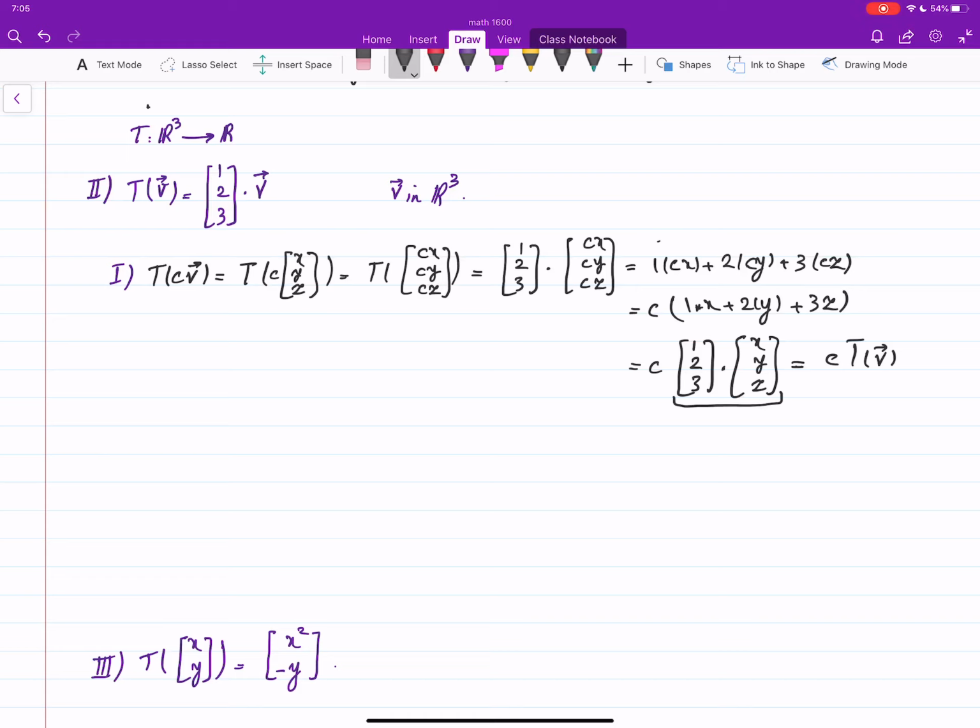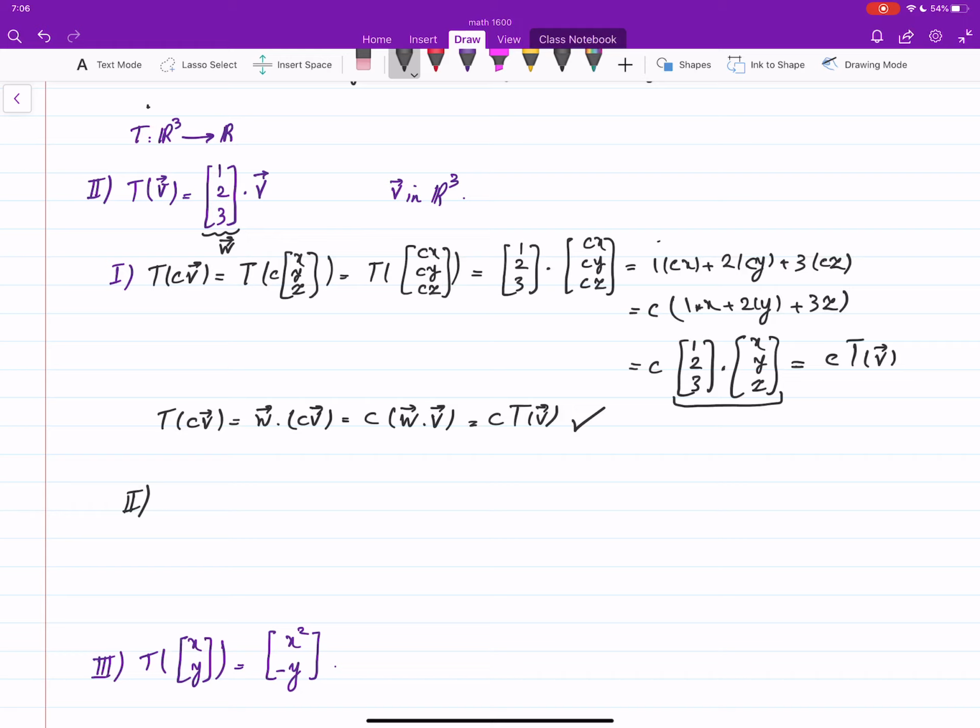Well, actually, I could have done better work if I just use the properties of dot product. Let me call this guy W. W dot CV. We know that the inner product and scalar multiplication work nicely together. So this will give us this, which is equal to C times T of V. Yes, it preserves scalar multiplication.